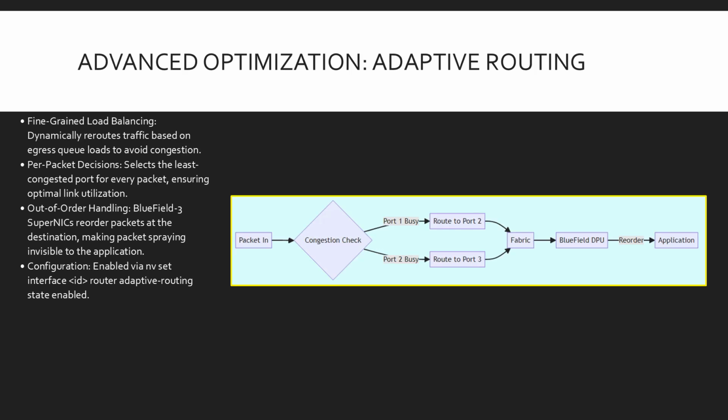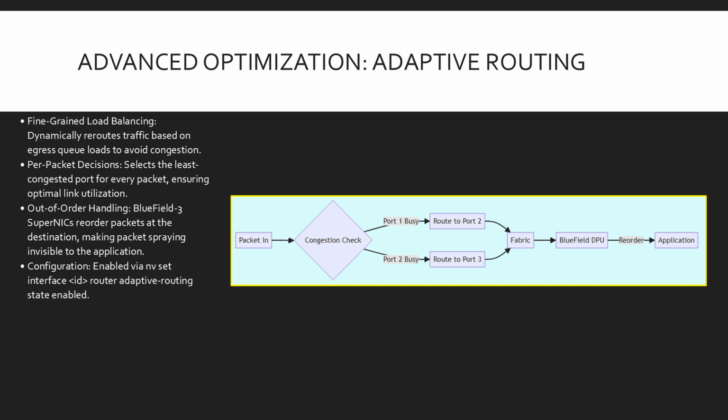For hyperscale AI, standard ECMP, equal cost multipath hashing, isn't enough. It can lead to collisions on specific links. This is where adaptive routing comes in. Spectrum-4 switches evaluate congestion on every egress queue and reroute traffic on a per-packet basis to the least congested port. This is far superior to flow-based hashing. While this causes packets to arrive out of order, the BlueField-3 SuperNIC handles the reordering transparently. To enable this, we use the nv set router adaptive-routing command.